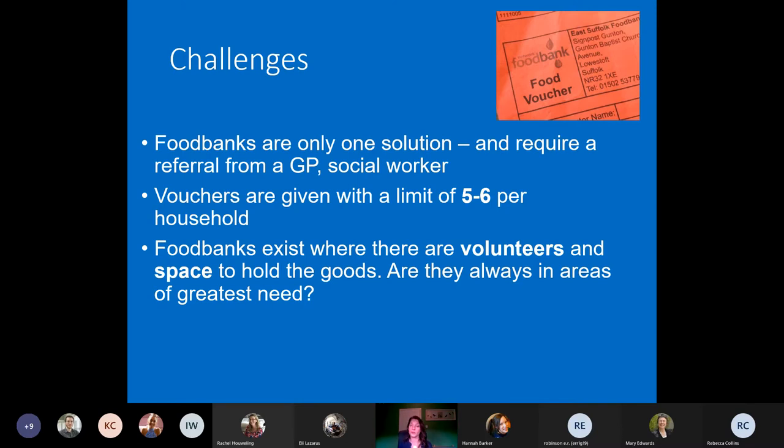Food banks in the UK are traditionally only accessible by means of a referral system. So you have to get someone else to say you need one and then you get a voucher. And they used to be bright red vouchers like that that Trussell Trust used. So you get a referral from, say, your GP or social worker or your school.